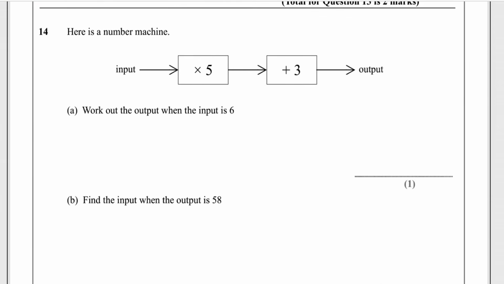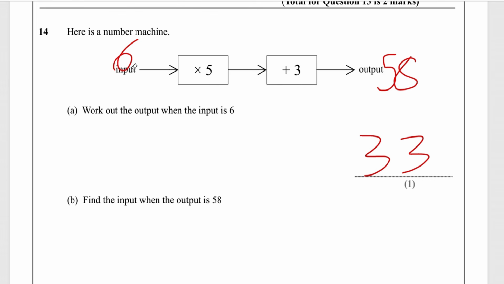Here is a number machine. The input is 6. So 6 times 5 is 30. 30 plus 3, that will simply give us 33. Find the input when the output is 58. So the output is 58. How do you get the input?